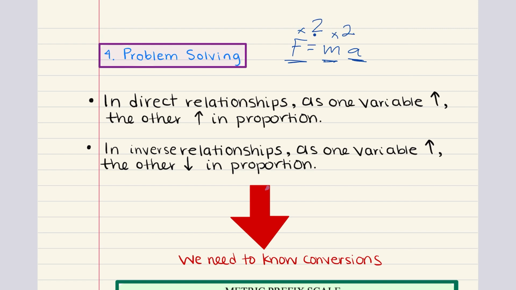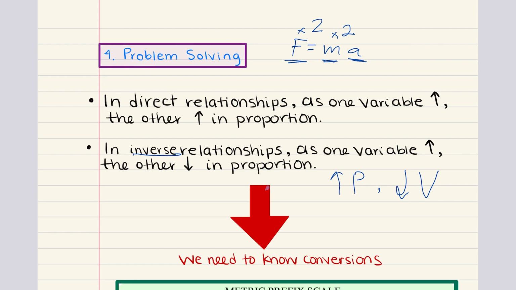On the other hand, in an inverse relationship, as one variable increases, the other decreases proportionally. So a common example is the relationship between pressure and volume in Boyle's law. An increase in pressure causes a decrease in volume if temperature is held constant.